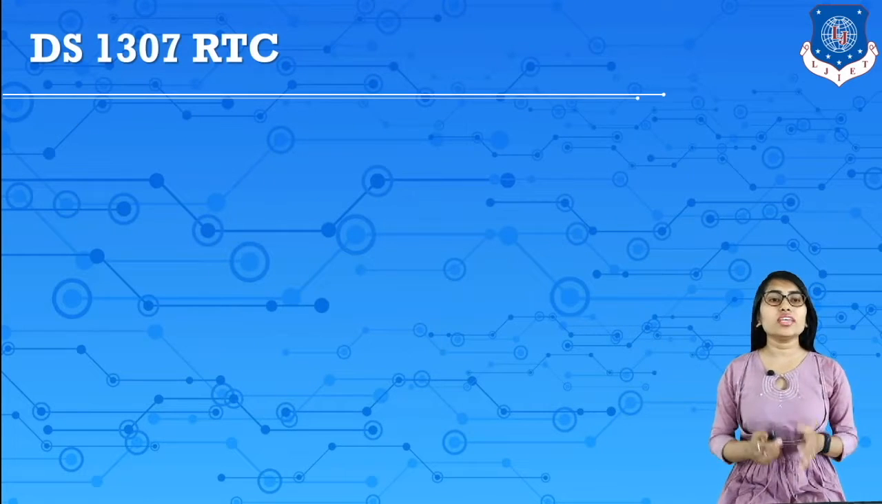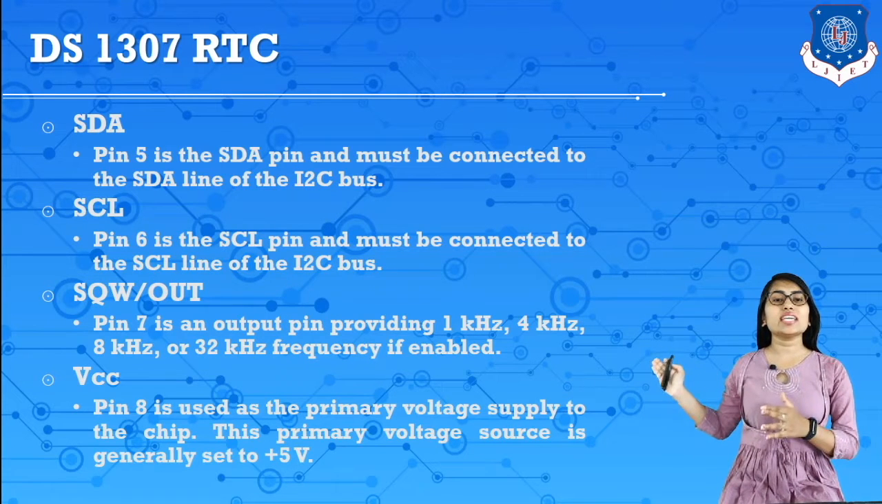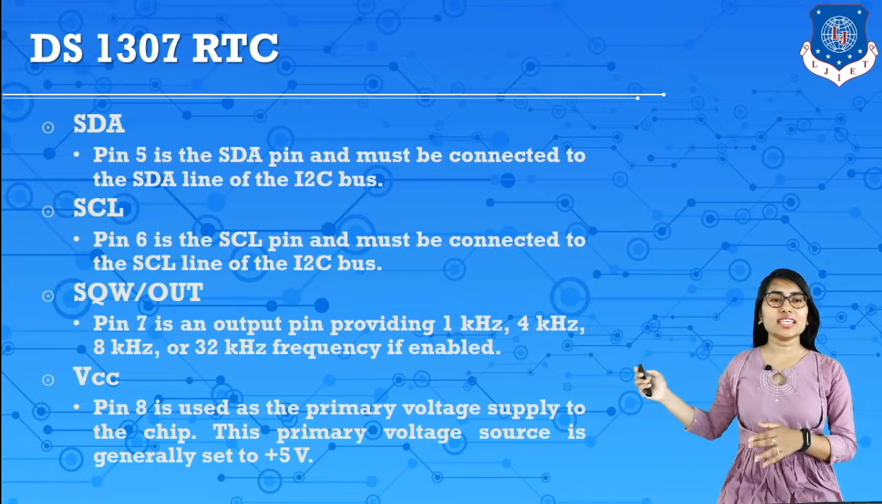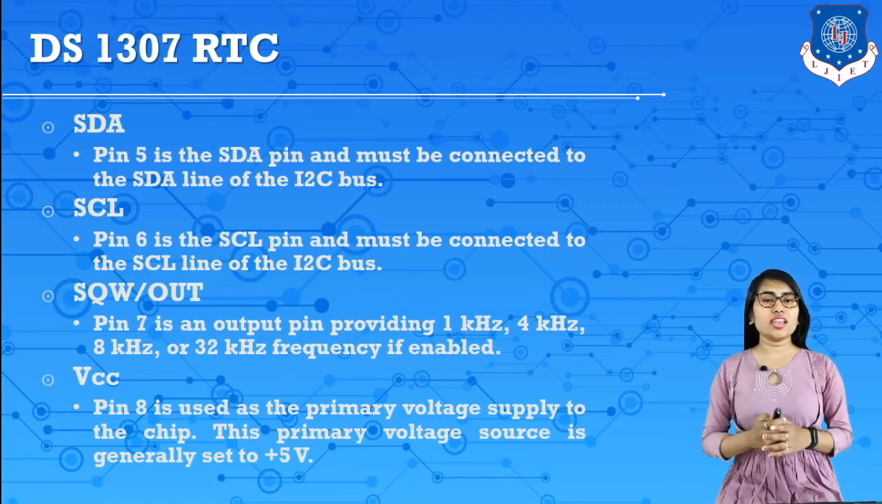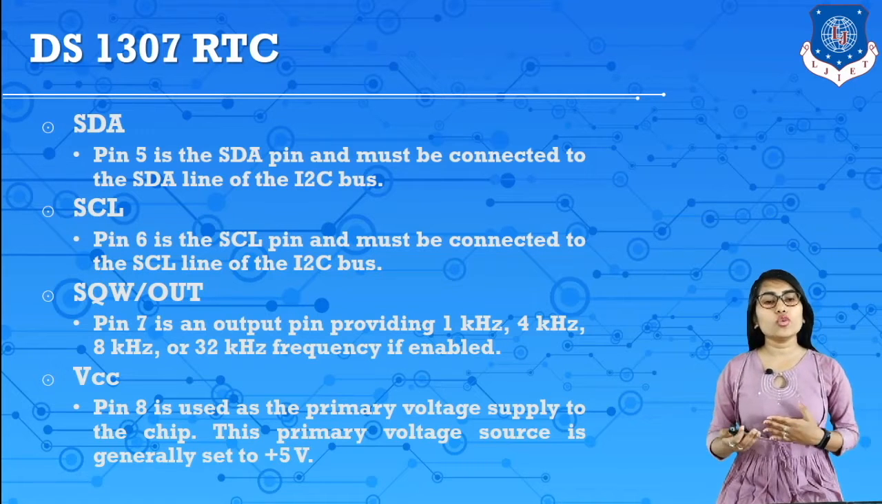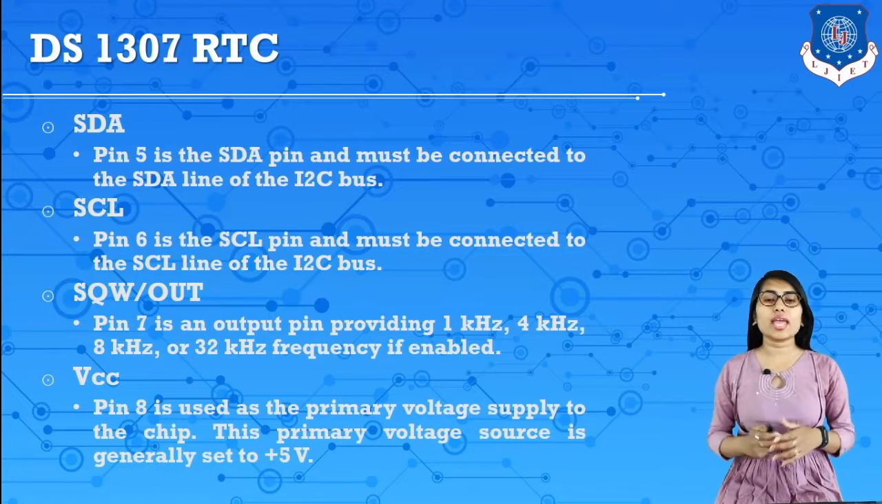Then the next pin is SDA. Pin 5 is SDA and it must be connected to the SDA line of the I2C bus, for data transfer. Then SCL: pin 6 is the SCL pin and it must be connected to the SCL line of the I2C bus. Pin 7, SQW/out, is the output pin providing 1 kHz, 4 kHz, 8 kHz or 32 kHz frequencies if enabled. Then VCC, pin 8, is used for the primary voltage supply to the chip. This primary voltage source is basically plus 5 volts.